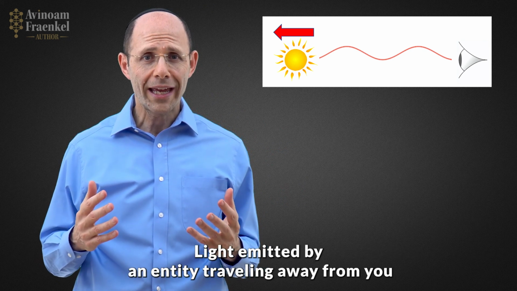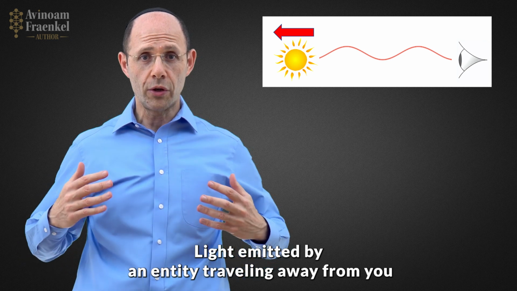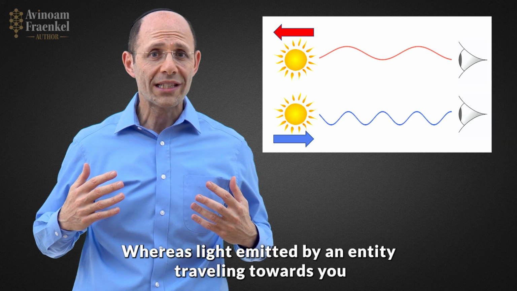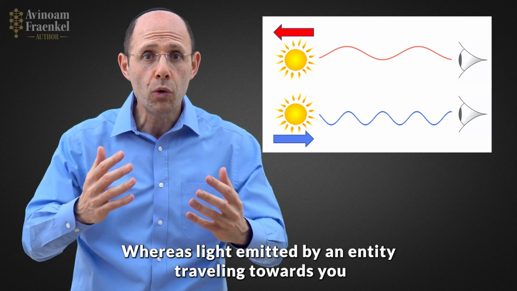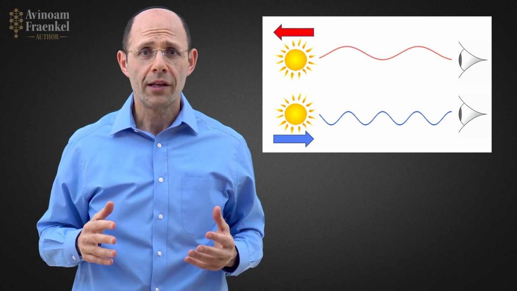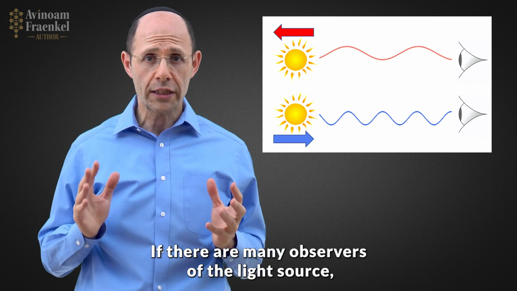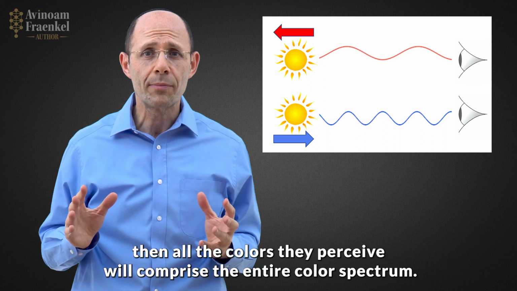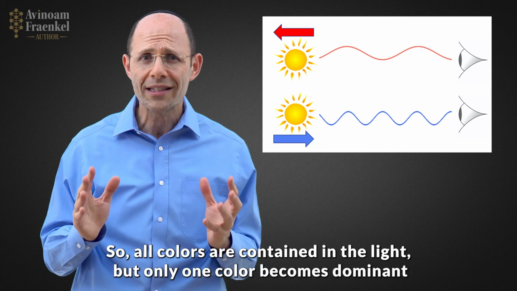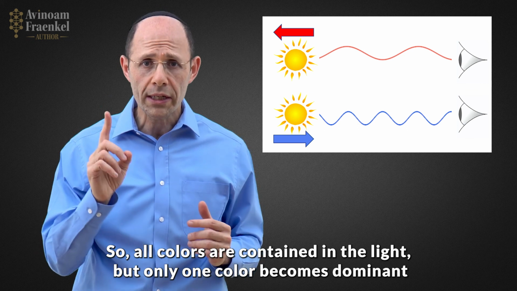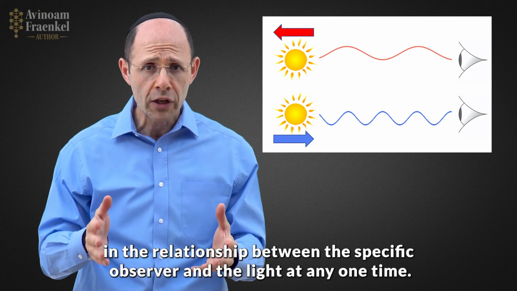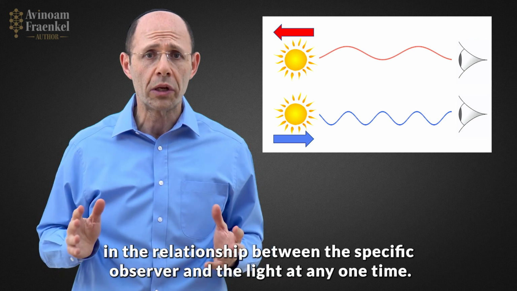Light emitted by an entity traveling away from you appears redder, known as redshift, whereas light emitted by an entity traveling towards you appears bluer, known as blue shift. If there are many observers of the light source, then all the colors they perceive will comprise the entire color spectrum. So all colors are contained in the light, but only one color becomes dominant in the relationship between the specific observer and the light at any one time.